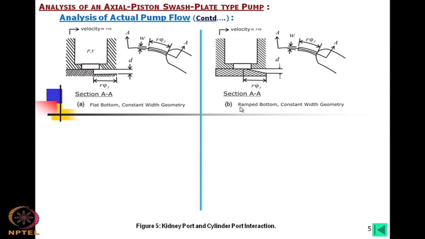Now, next one is the ramped bottom constant width. So, ramped bottom means this is an inclined bottom. If you look into this, how to calculate the area, we will always consider this from this corner to this perpendicular area, that is the minimum area open to this port. In this case also, instead of considering this area, we consider this area in the perpendicular direction, what is the opening. That means, rather we have to consider the flow is going like this, we have to consider this diagonal. In this case, you can see this is more effective, so it is gradually increasing.